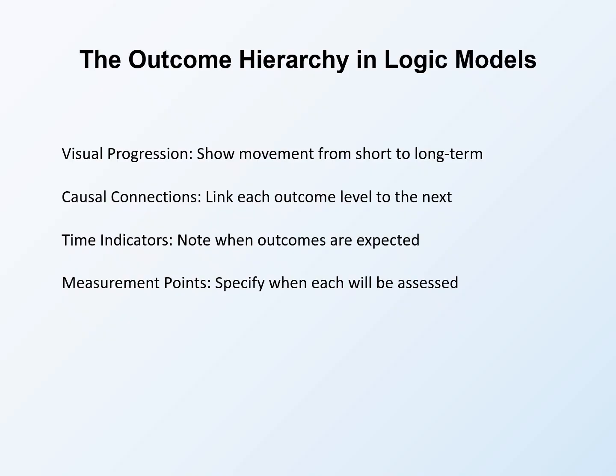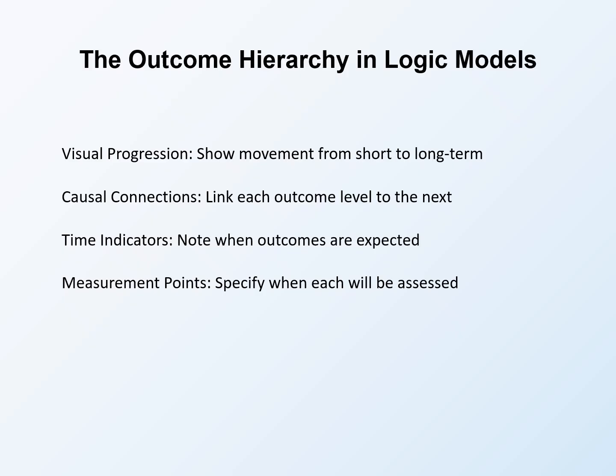The flow typically moves left to right, or includes separate columns for each outcome level. Causal connections should link each outcome level to the next. Arrows or alignment should show how short-term outcomes lead to intermediate outcomes, which lead to long-term outcomes. The logic should be visible.